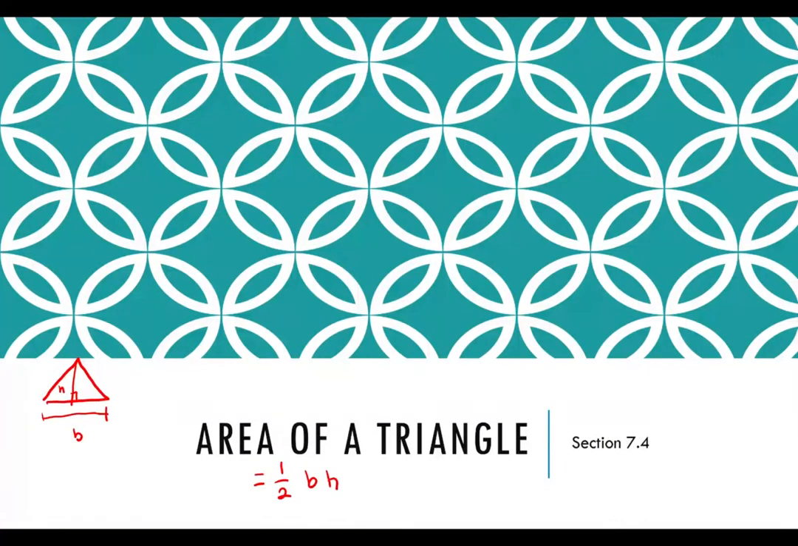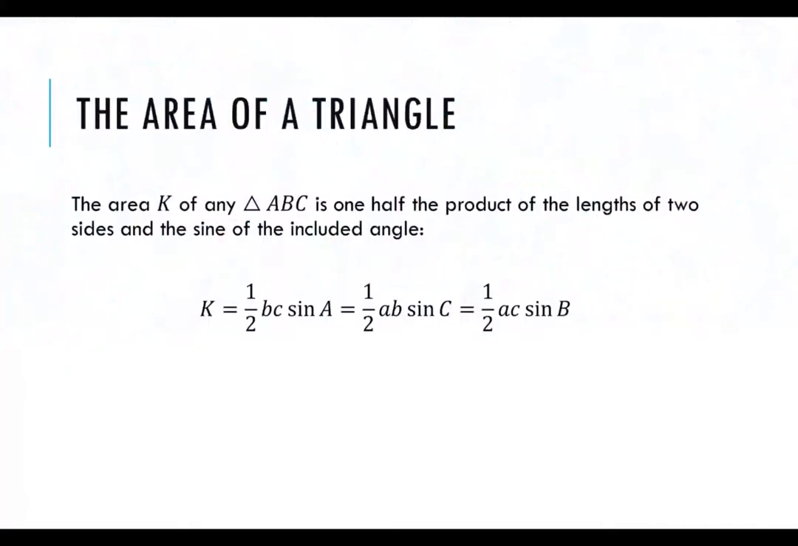But just like in the previous sections where we had triangles that did not have right angles, if we have a limited amount of information, I claim that we can generalize the area of the triangle, specifically any triangle, and say that the area K of any triangle is 1/2 of the product of the lengths of two sides and the sine of the included angle.